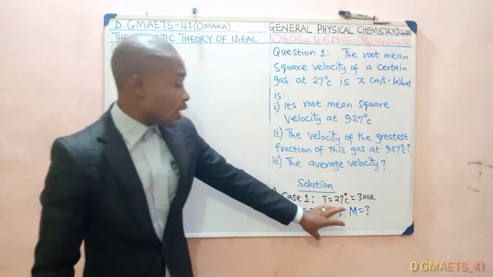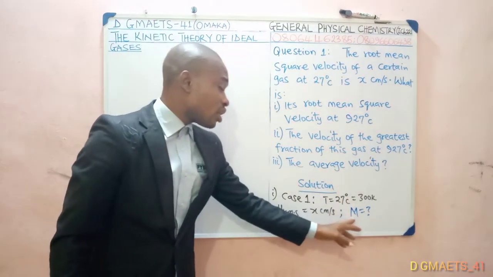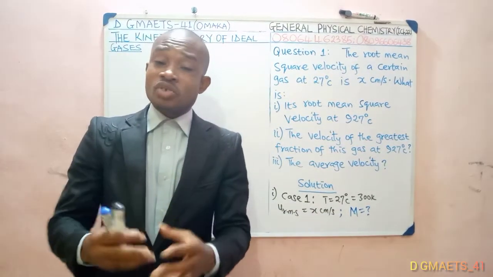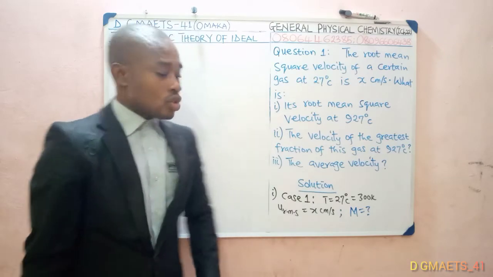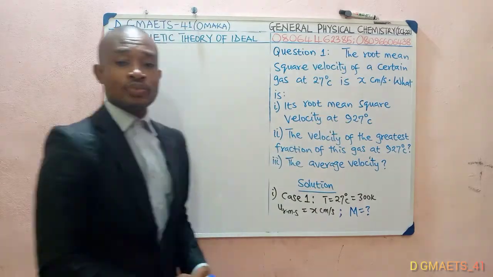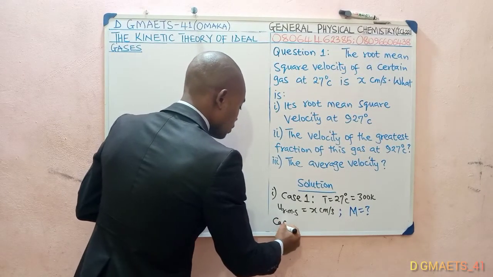So this is what we are going to do. We will use case 1 to obtain the molecular weight of the gas. And then with that molecular weight obtained from here, of course you know that the molecular weight of any gas remains the same. Are you following, right? It remains the same for that gas. So once we get the molecular weight, we can now substitute it in case 2. Alright, so let me write now that case 2.